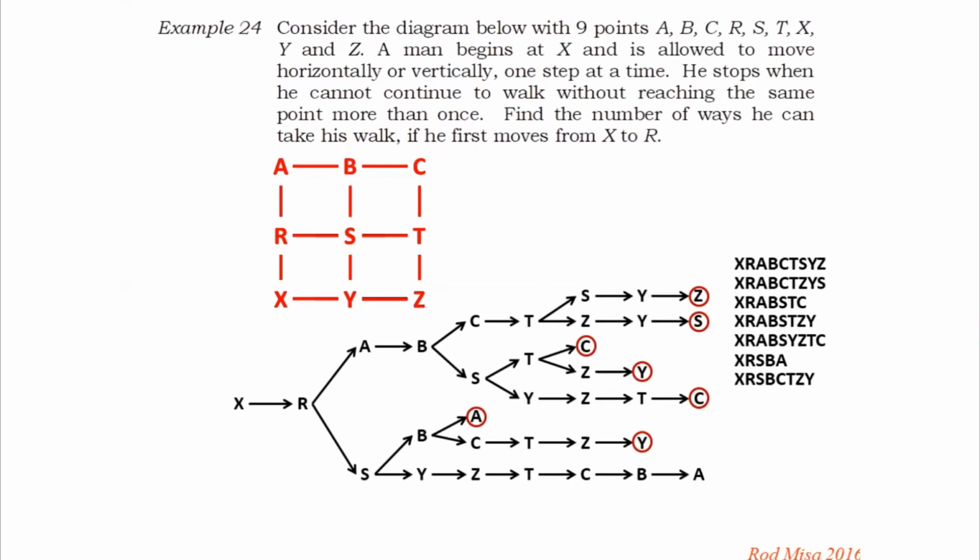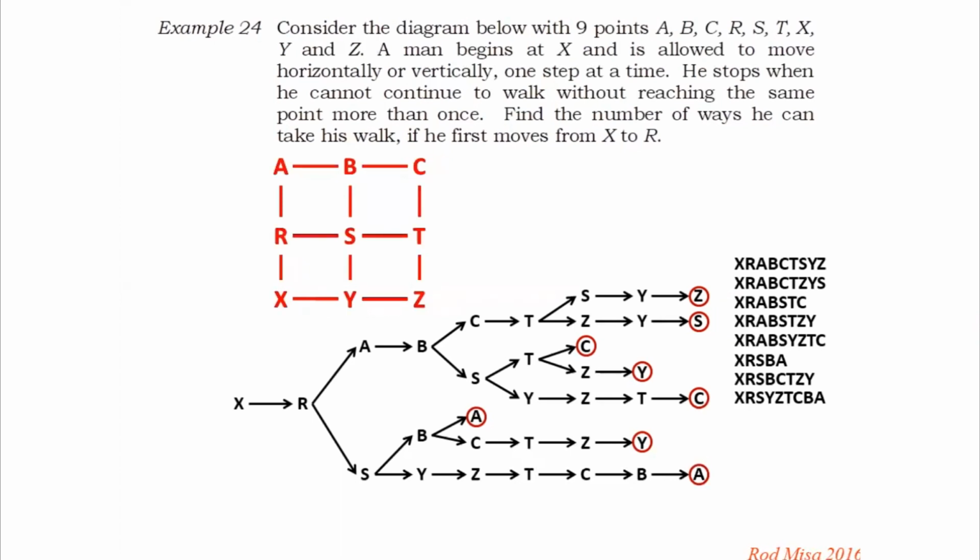So tracing the path of his walk using the diagram above through a black color, he started at point X and then point R, point S, point Y, point Z, point T, point C, point B, and point A. And he stops at that point since he has passed already points B and R. So the pattern of his walk is X, R, S, Y, Z, T, C, B, A.